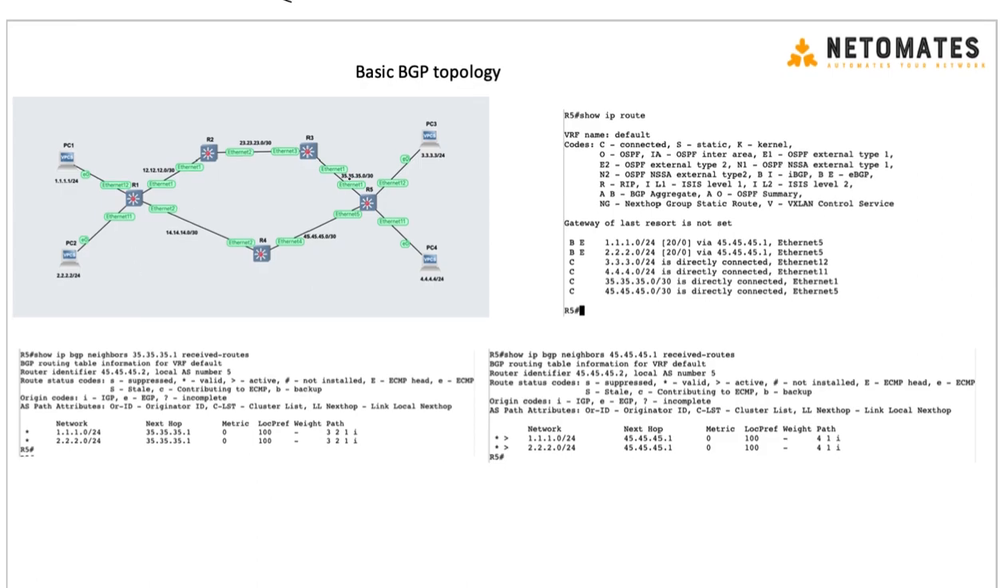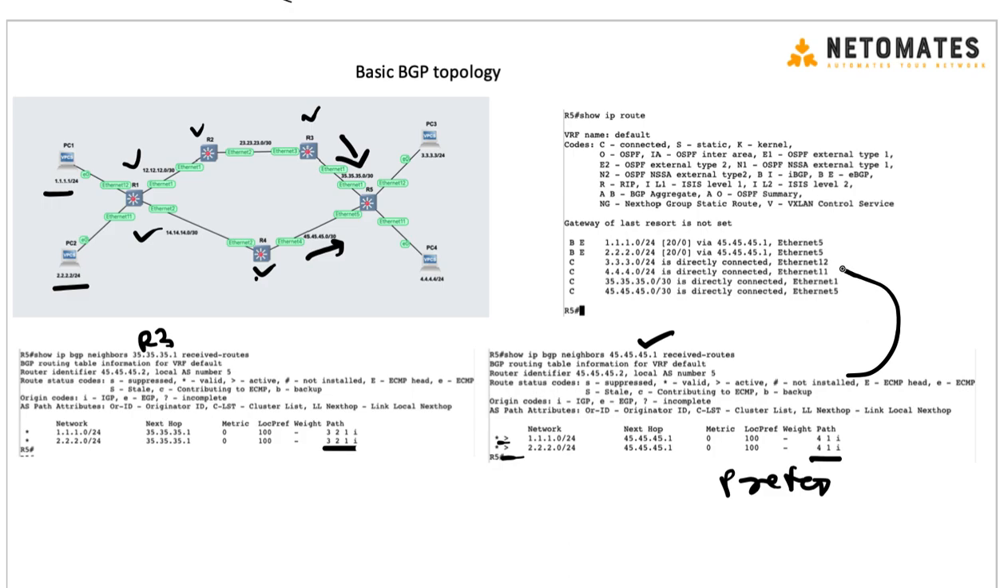R5 should receive routing information for PC1 and PC2 networks from R3 and R4. So I'm checking for R3. You can see the AS path is 3 2 1, so that it is coming from 3 to 1 autonomous systems. For the R4 side, we can see it is just coming from 1 and 4. So this is the preferred path. So we should see the active flag, and we should see that route in the routing table.